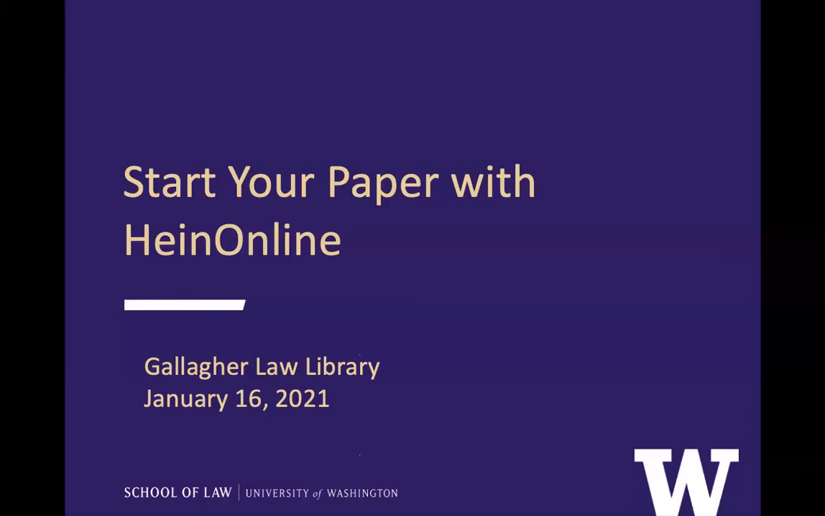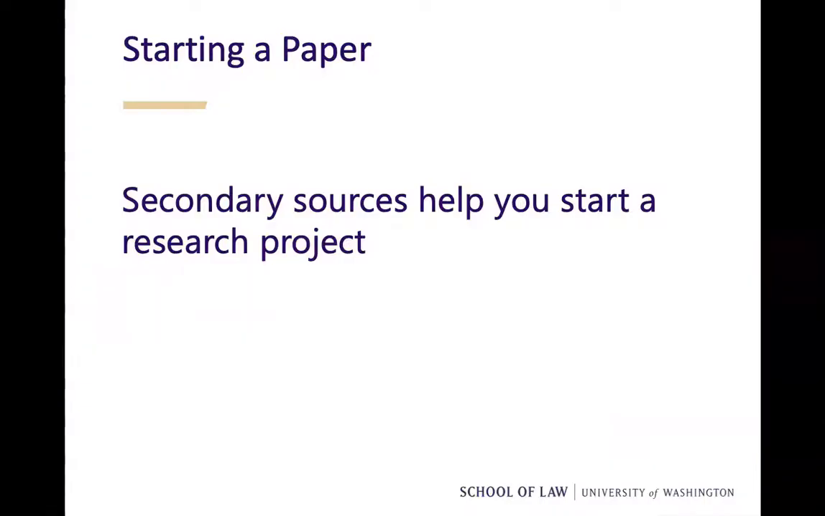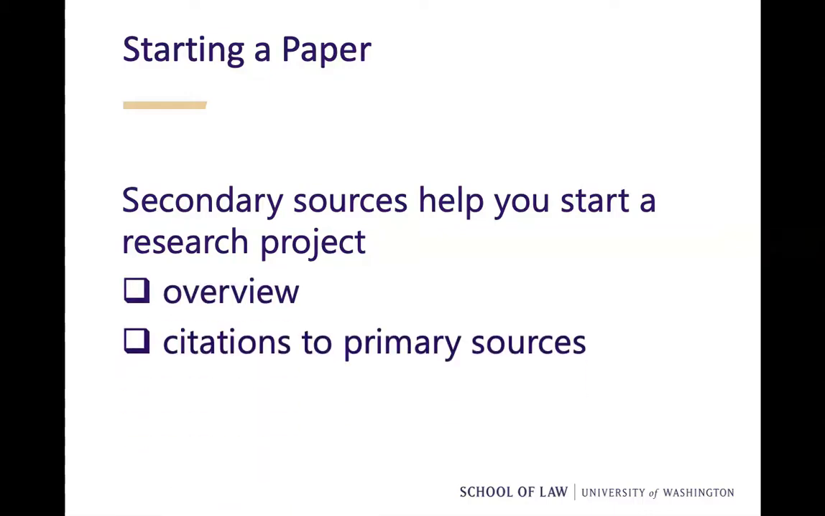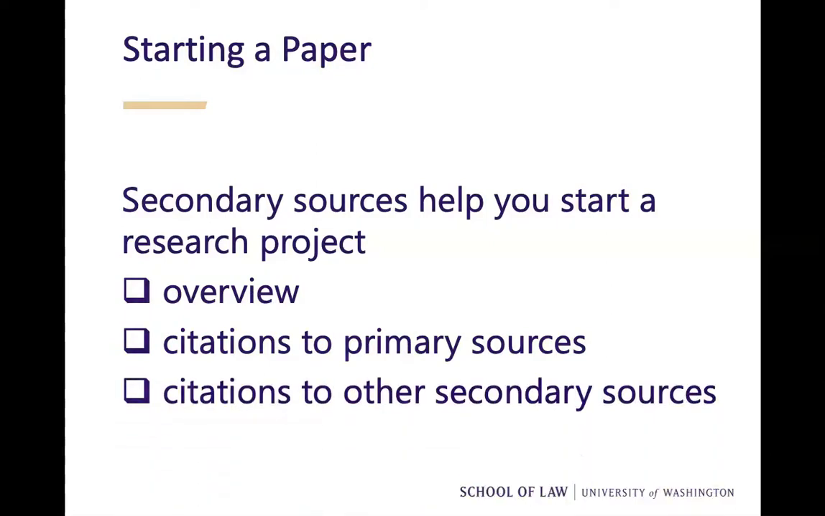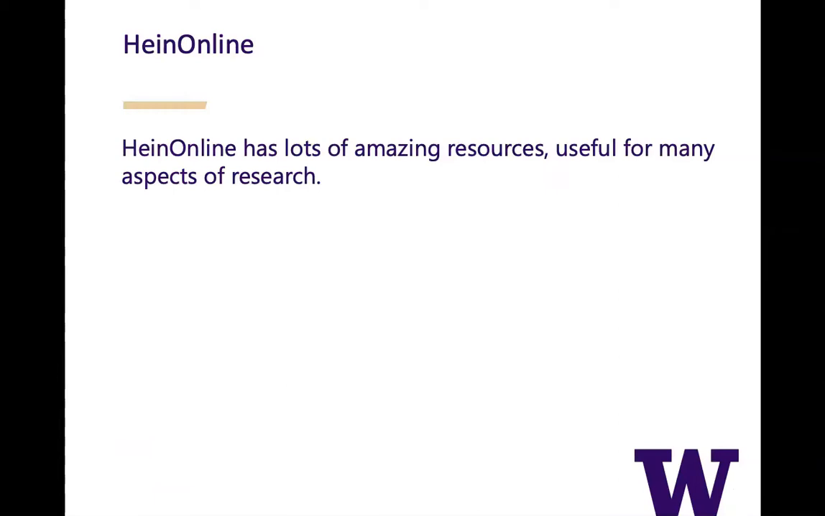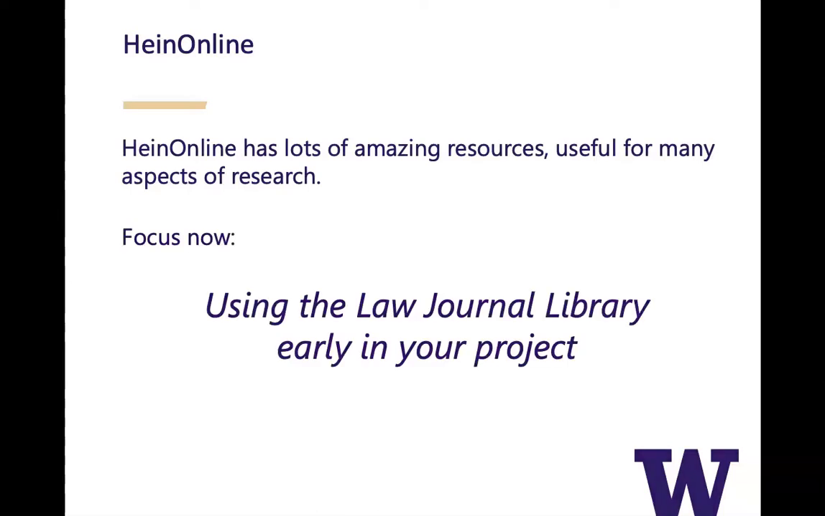In this video, I'd like to demonstrate how you can start your paper using HeinOnline. Secondary sources are really useful when you're starting a paper because they give you an overview of a topic, citations to primary sources, and citations to other secondary sources. HeinOnline has lots of amazing resources useful for many aspects of research. Right now, I'm just going to focus on using the Law Journal Library early in your project.